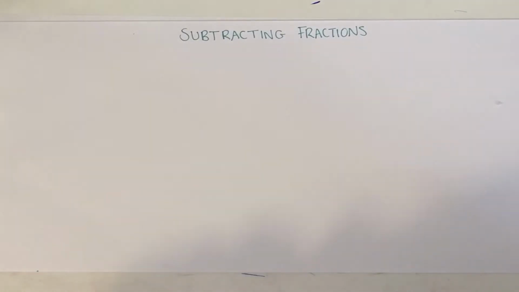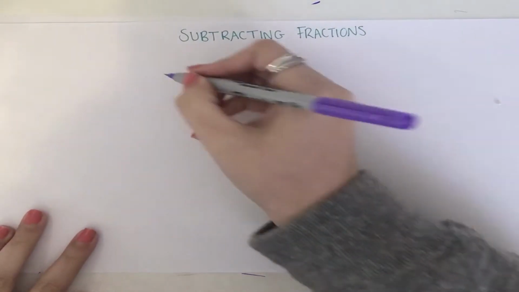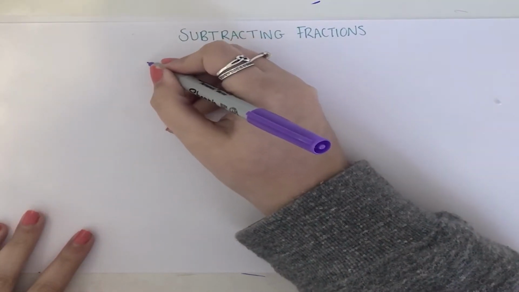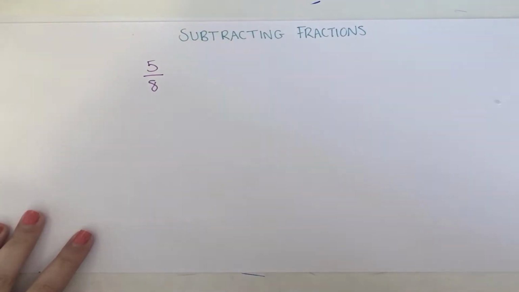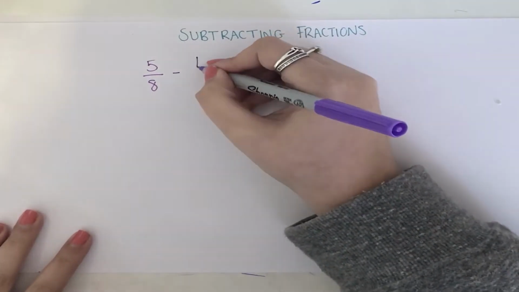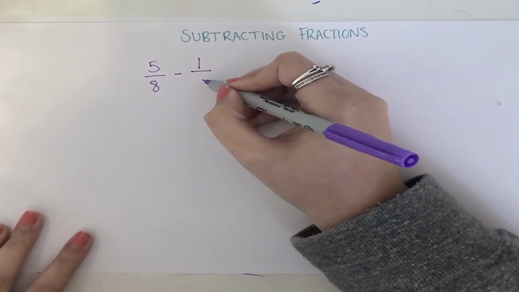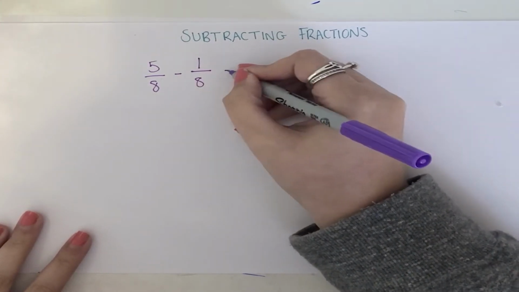Okay, now we're going to have a little look at subtracting fractions. So I'm going to start with a similar example to the adding fractions video. I'm going to start off with two fractions where the denominator is the same. I'm actually going to use the same example as last time, but I'm going to do a subtraction instead of an add. So this time I'm going to do 5/8 minus 1/8.